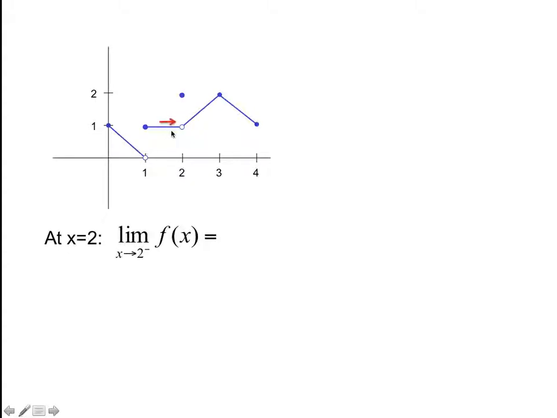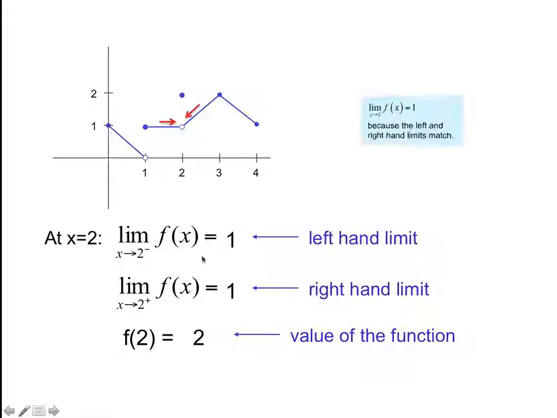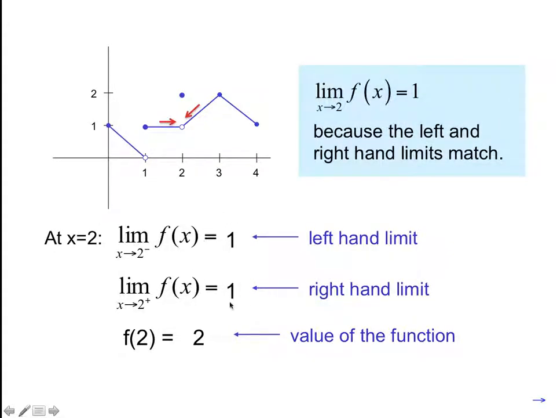Let's look at 2. As we approach an x value of 2 from the left, from the smaller values, we have a y value of 1. When we approach x equals 2 from the right-hand side, the larger values, we have a limit of 1. Okay, our function value is 2. But since our limits are the same from the right and the left, that means our limit exists. Our limit at 2 is the value 1, because those left-hand and right-hand limits match. Our function value is something else, and that's okay.